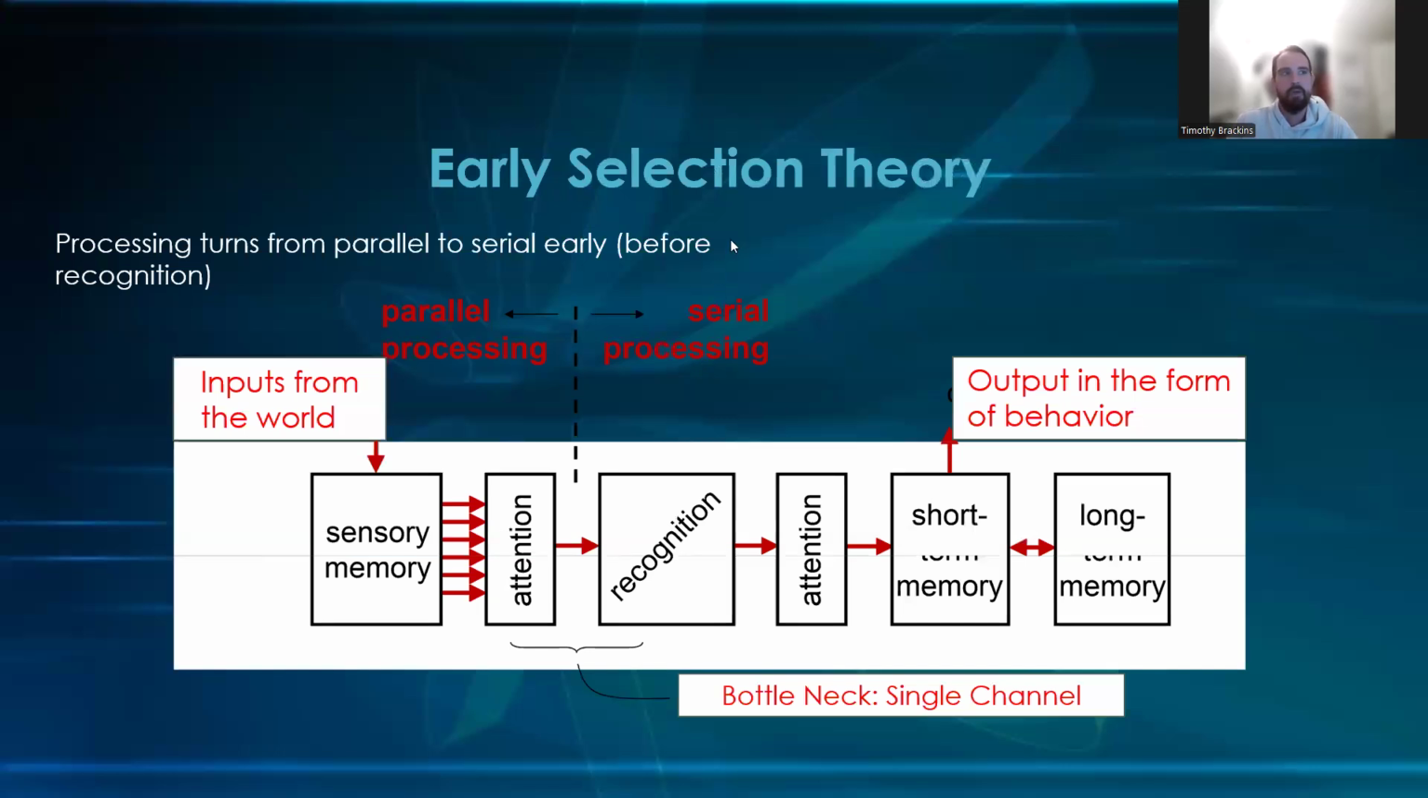So one of the major questions that stems from Broadbent's filter model was somewhat of a critique of what we would call early selection theories. So at what stage is the information being processed, and what areas are being processed from?